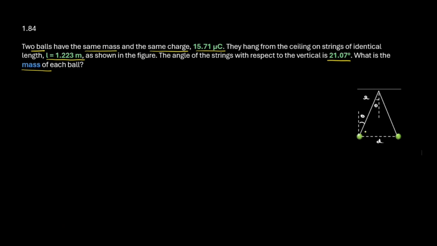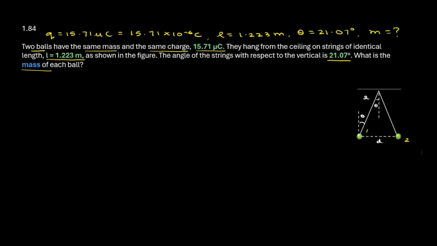So here we have two identical balls with the same mass. Let me call this ball 1 and ball 2. And they have the same charge Q, which is 15.71 microcoulomb. Microcoulomb we can write as 15.71 times 10 to the power negative 6 coulomb. They are suspended with the help of a string which has a length L equals 1.223 meter, and the angle the string makes with the vertical is theta, which is 21.07 degree. We need to find the mass m for each ball.